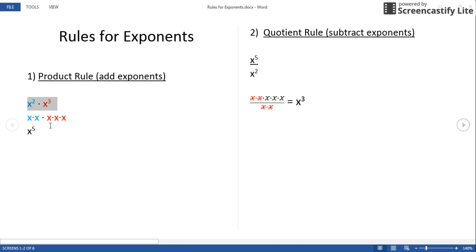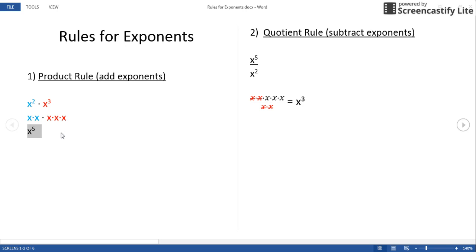If we wanted to, we could write each of these things out in an expanded form. X squared means x times x, and x cubed means x times x times x. Now, if we forget the problem for a second and we just look at what we've written here, if we wanted to write this exponentially, how would we do it? There are 5 factors of x, so we would write this as x to the 5th.